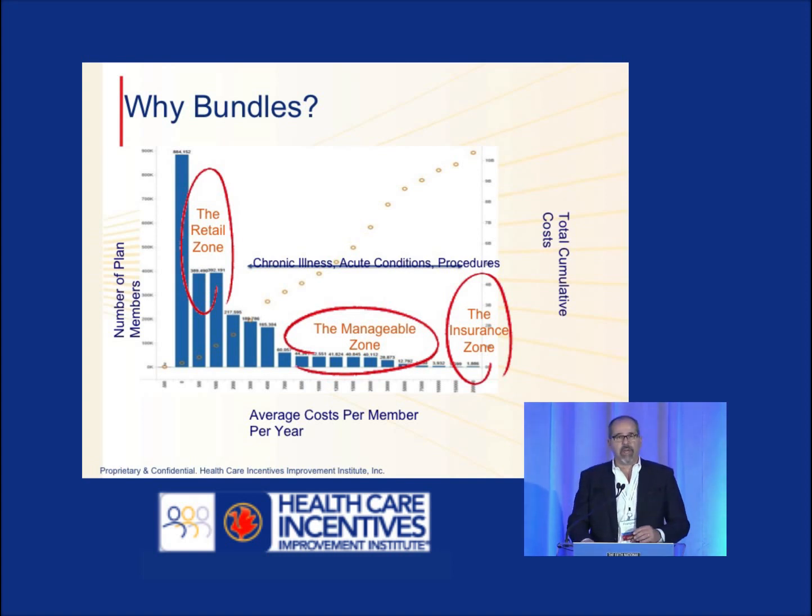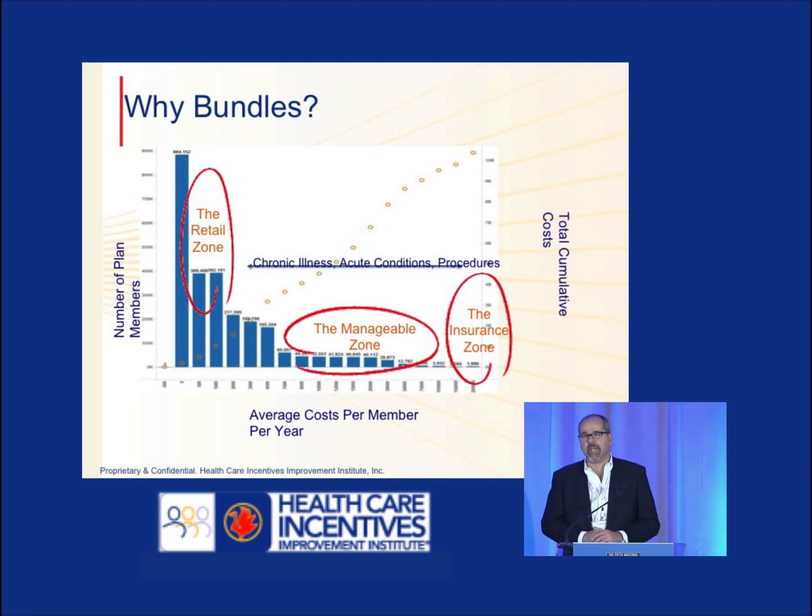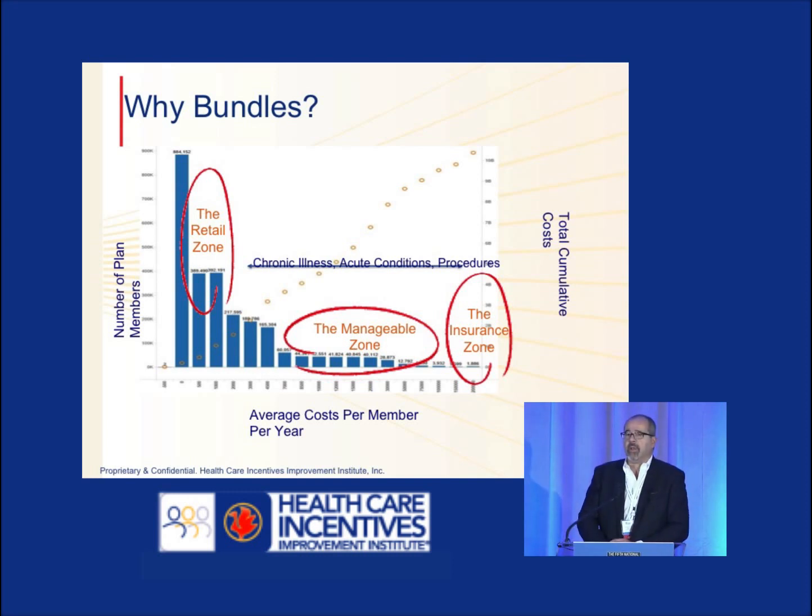So if you think about the two edges of the tail, the distribution of that distribution, today we really have two zones that we think of for those tails. One is a retail zone, and the other one is what we think about as the insurance zone. The retail zone is now the growing zone that is truly a retail market.